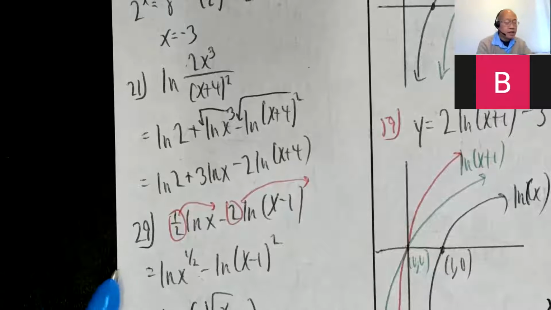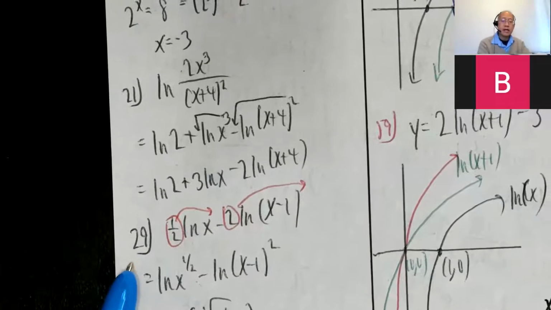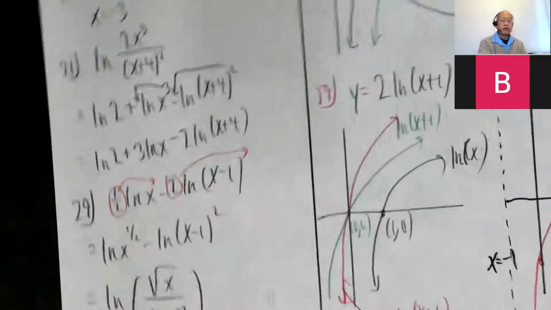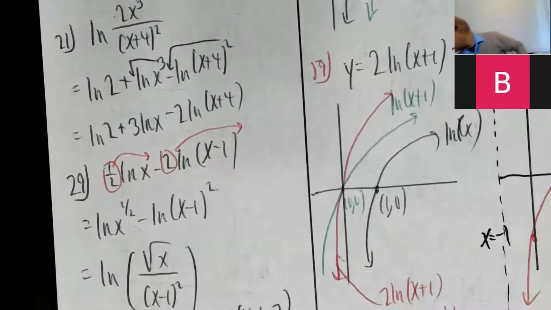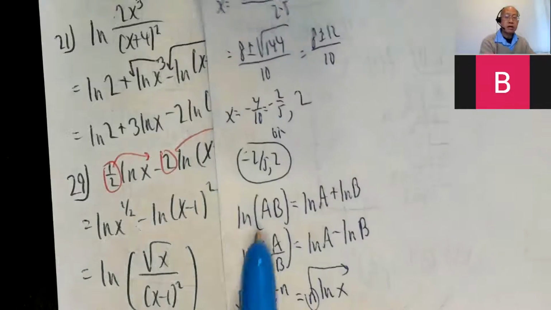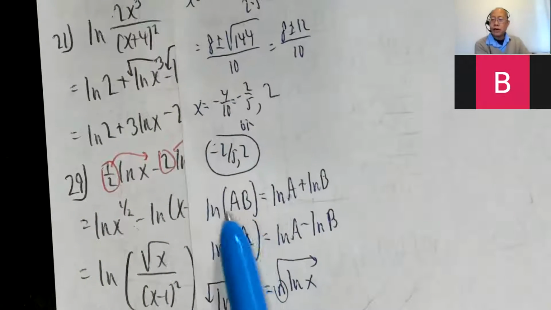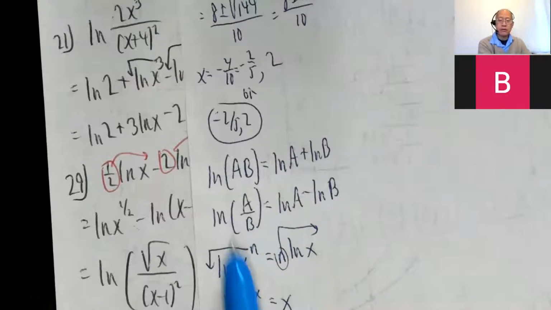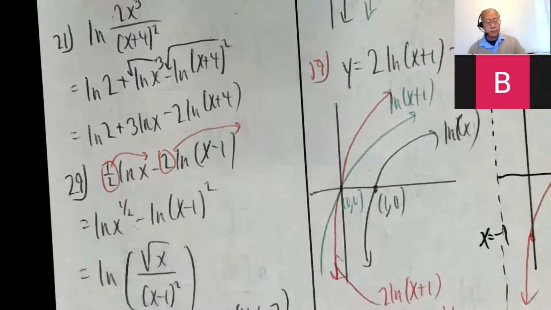Now, 29, they would have us go backwards, write it as a single log. So we're reversing this. As I was mentioning for these properties that we've had, be ready to go both ways, go left to right or right to left. You might go this way or that way. You should be ready for anything.